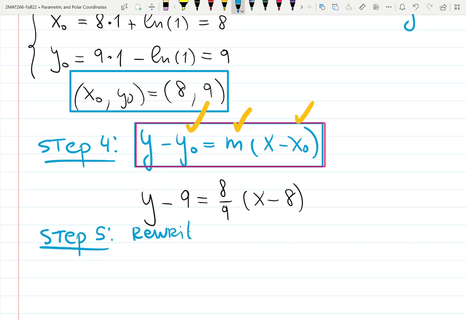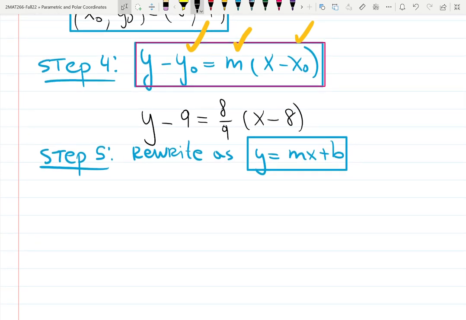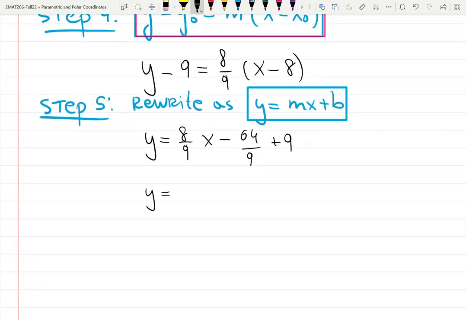Rewrite as y equals mx plus b, because then you clearly can see what your slope m is and the shift b. B is a vertical shift. So that gives lots of information. Y equals 8 ninths x minus 8 times 8, 64 over 9, plus 9. I just moved everything to the right and distributed it. Y equals 8 over 9 x. 9 times 9 is 81. 81 minus 64 is 17 over 9. And that is the answer.